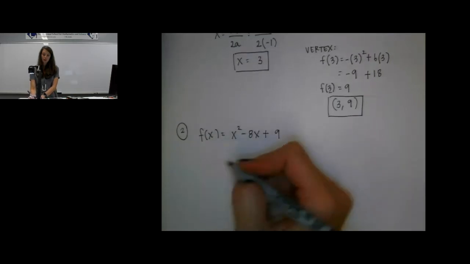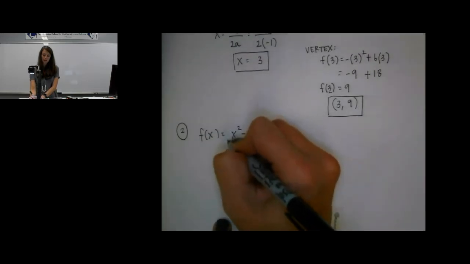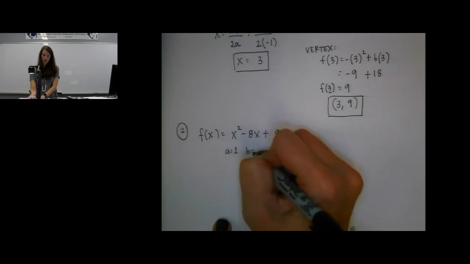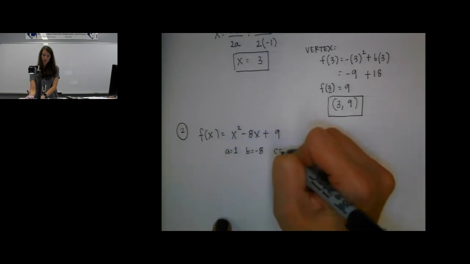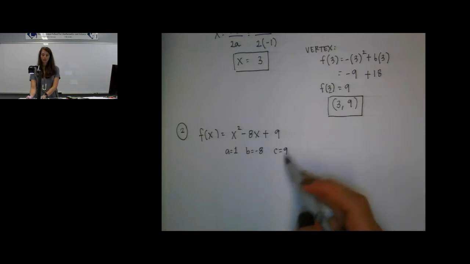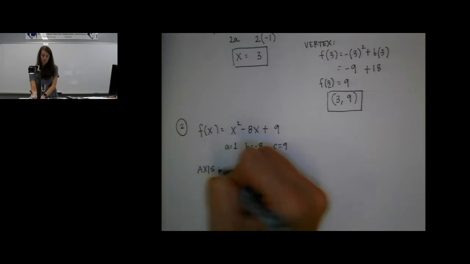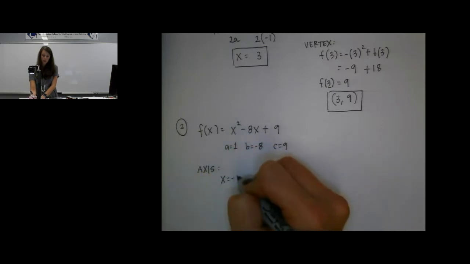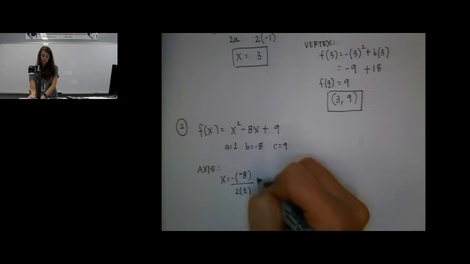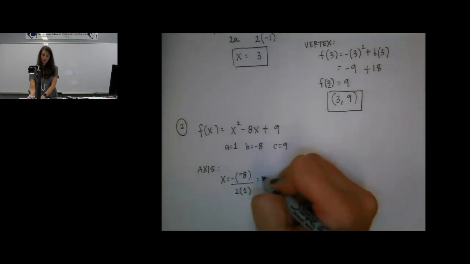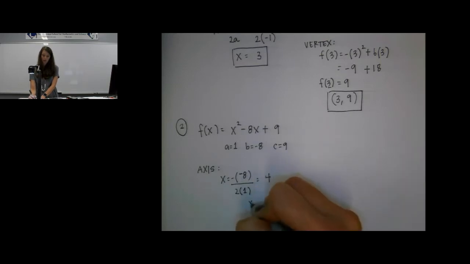Okay, so my A is going to be 1. My B is going to be negative 8. And C is going to be a positive 9. We don't really need that yet, I just want you to label it though. So the axis of symmetry is going to be negative b, so negative 8, all over 2 times 1. So this is a negative times a negative, which is a positive 8. 8 over 2 will give me a 4. So your axis of symmetry is 4.